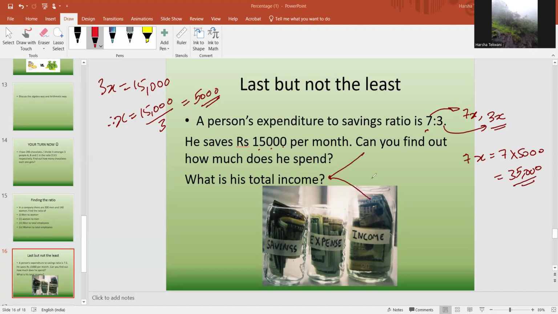Everybody on earth knows income is broken into expenses plus savings. So this man is saving 15,000. He spent 35,000. So definitely his income is 50,000 rupees. So this was the algebra way. Those who want to try can try the arithmetic way. I like algebra because it's very simple.